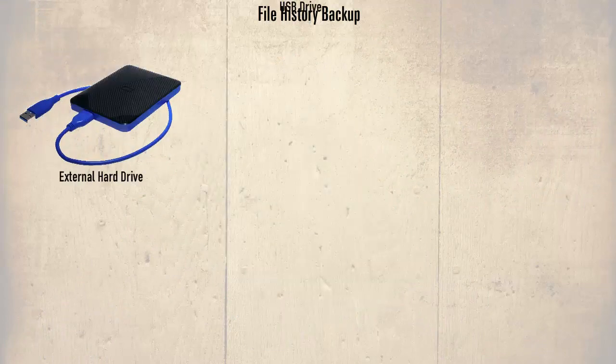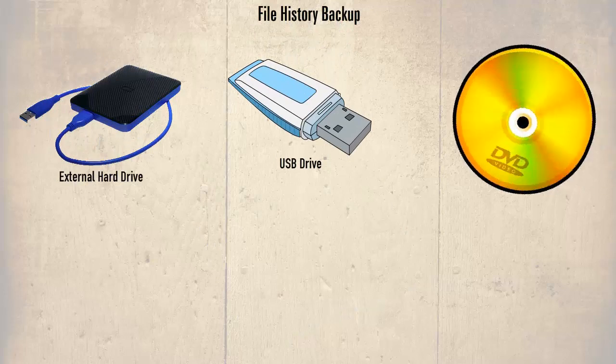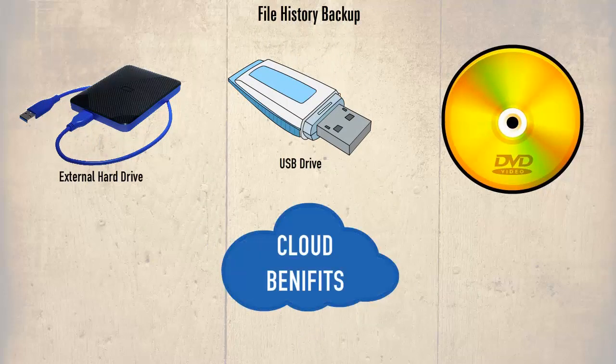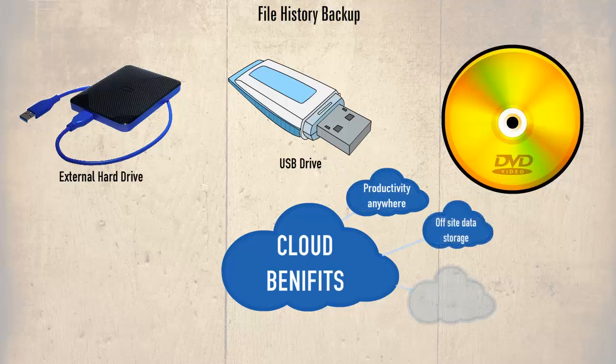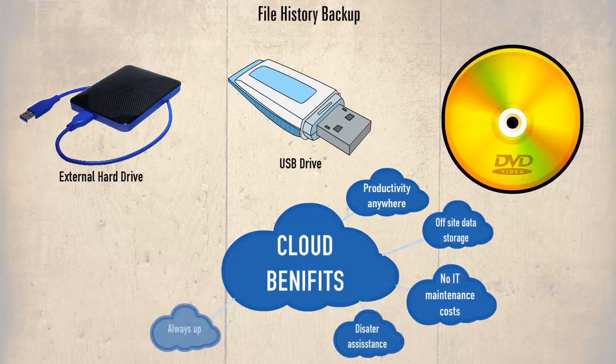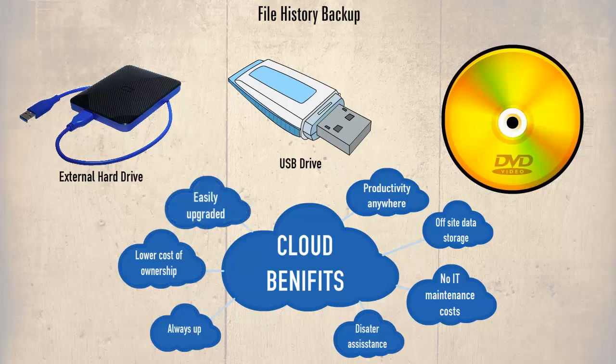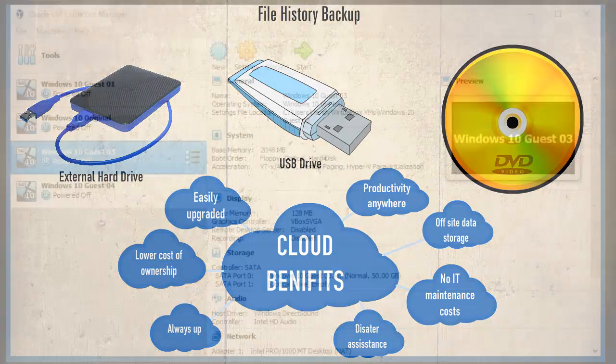An external hard drive, a USB flash drive, DVD drive, or the best option is off-site storage, like what we have come to accept these days, the cloud. It has many benefits: productivity anywhere, off-site data storage, no IT maintenance cost, disaster assistance, always up, lower cost of ownership, and easily upgradable. We shall look at backing up to the cloud later, but for the time being we will look at the basic file history backup.